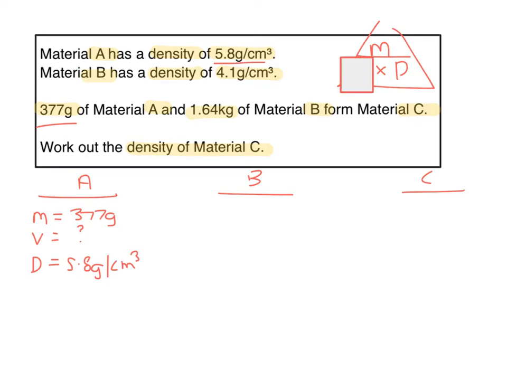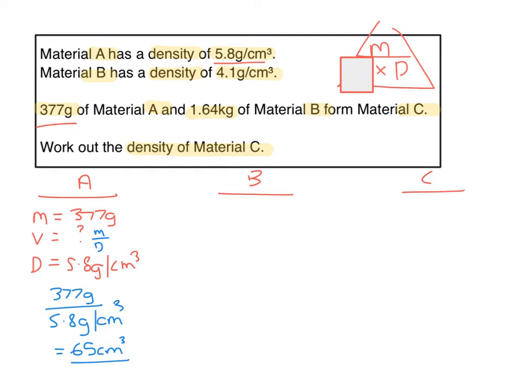So I'm going to be doing M divided by D, mass divided by density, which is 377 grams divided by 5.8 grams per centimetre cubed. If I do that on my calculator, 377 divided by 5.8, my volume is 65, and it's going to be centimetres cubed.